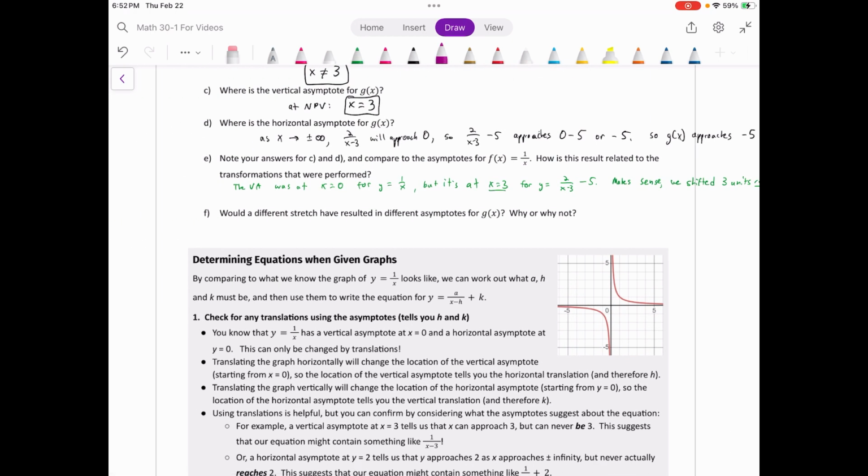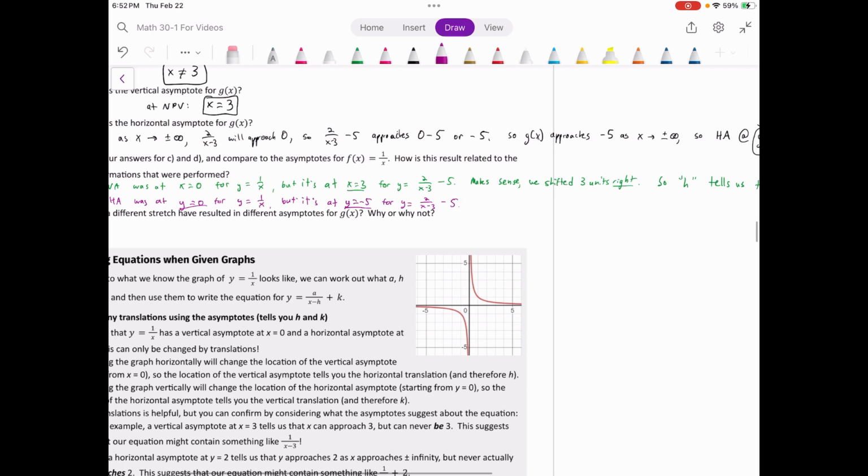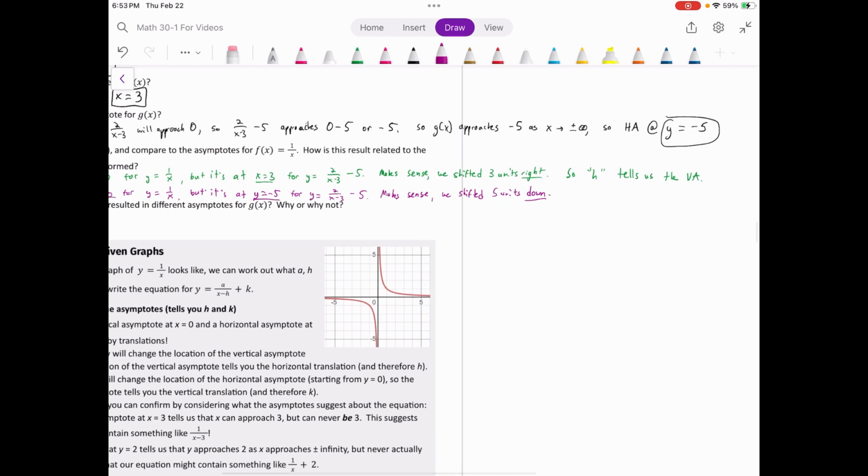Okay, very similar thinking for the horizontal asymptote, and we already kind of talked about it. It was at y equals 0 for y equals 1 over x, but it's at y equals -5 for y equals 2 over x minus 3, minus 5. Again, makes sense because we shifted it 5 units down. So if it was at 0 originally and we moved it 5 units down, where's it going to end up? -5, right? 0, move it 5 down, it's at -5.